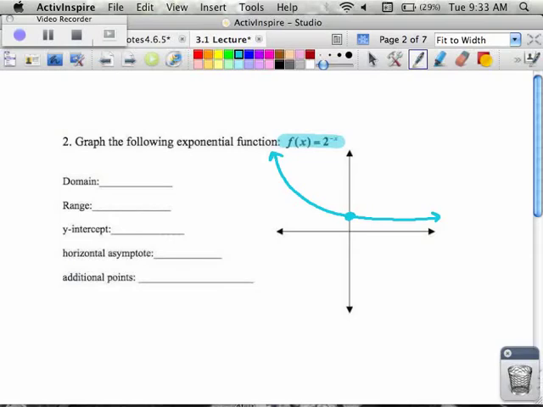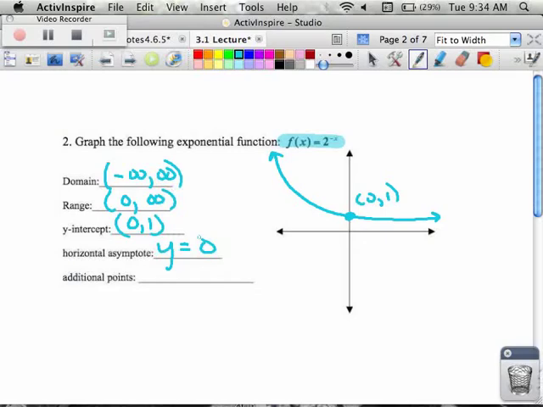So the domain is still negative infinity to infinity. The range is still 0 to infinity. The intercept, again, is 0, 1, amazingly enough. And the horizontal asymptote is still y equals 0. But it is a different graph, because it has been reflected. So be aware, in the exponent, if you take the opposite, it'll be reflected over the y-axis.